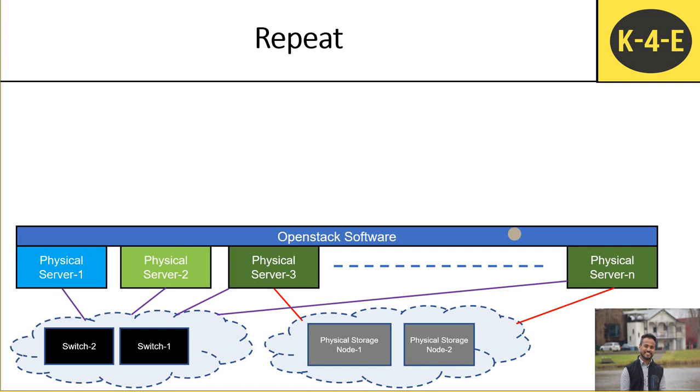If you remember, in the previous class I told you about the OpenStack software, where we actually deploy it and how it transforms your physical data center into a virtual data center. This green layer is your OpenStack software, which you deploy on top of your physical servers. Here we have the physical server, then the switches, switch 1 and switch 2. You can have more switches if you want extra high availability.